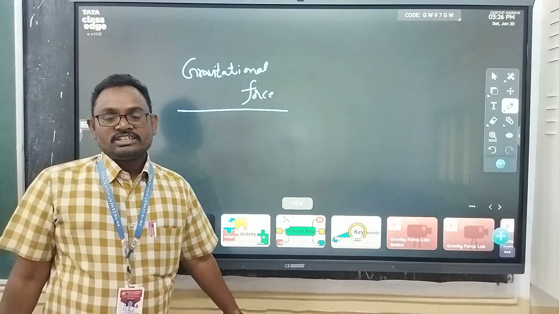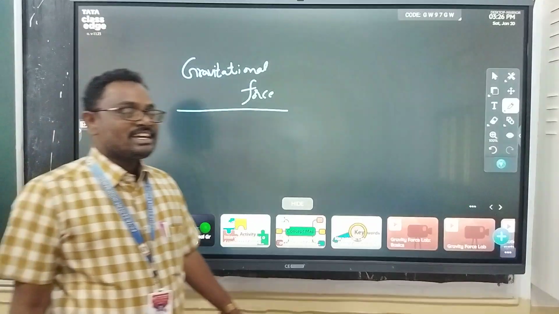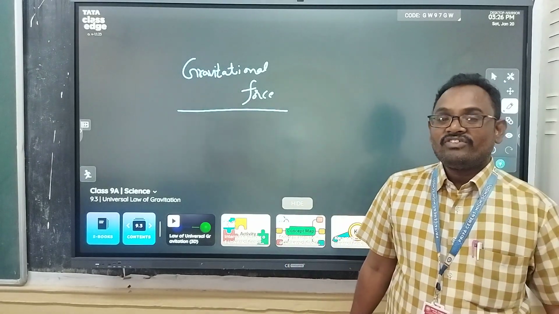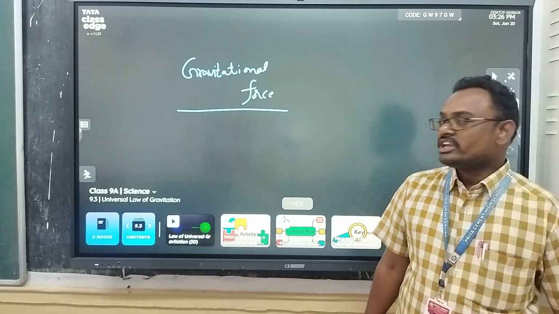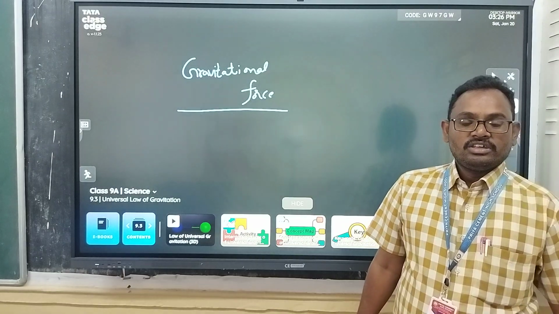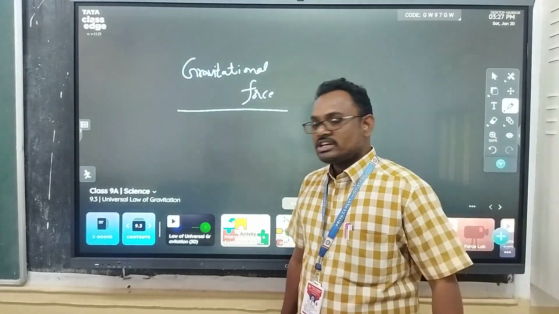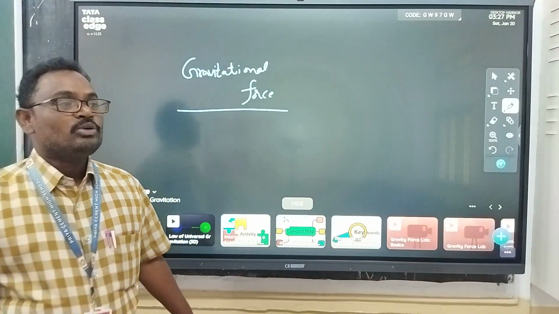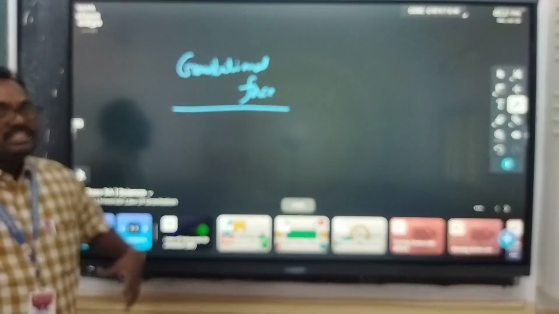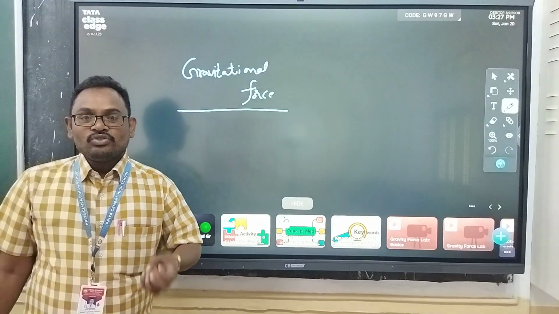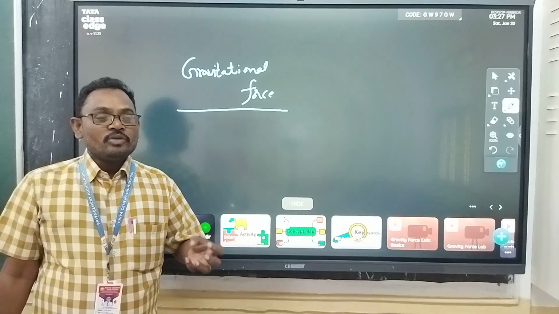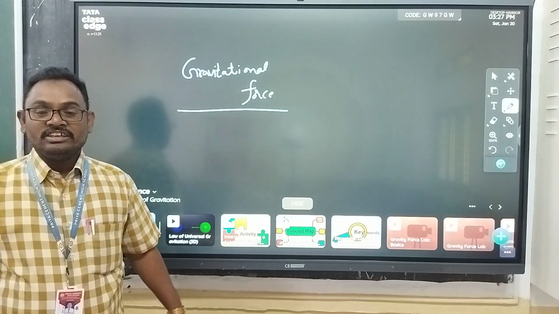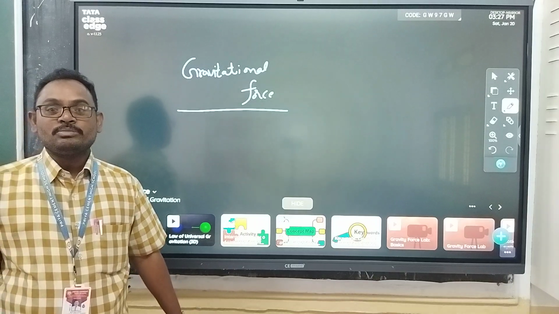Here, one more thing: what is universal gravitational force? This universal gravitational force was defined by the scientist Sir Isaac Newton. We know the story of Sir Isaac Newton. He was the first to discover the gravitational force. So what is the gravitational force on the earth? It is nothing but the attraction of objects toward the earth, near the surface of the earth or just above the surface of the earth.